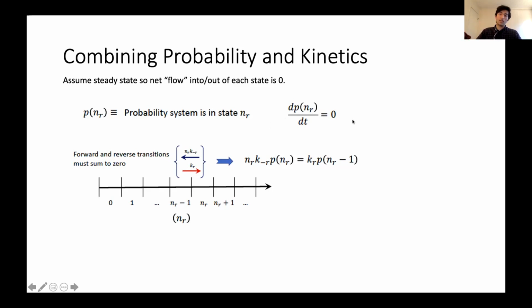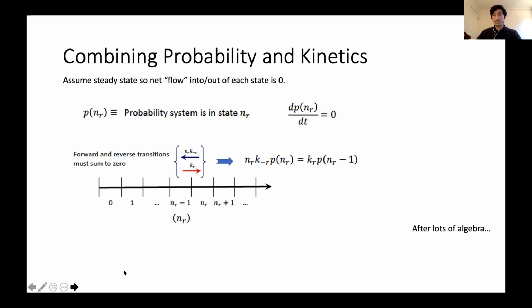And so that's why we come up with this relationship here, that the change in the probability of having this number of mRNA is equal to 0. Like, it doesn't change with time because we're at steady state. And so then we again use the rate of mRNA being degraded as equal to the rate at which mRNA is being added, and we come up with this relationship here. And you can refer to the slides to see all the additional steps that were done after this point.